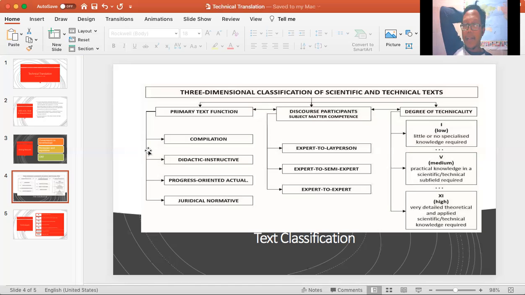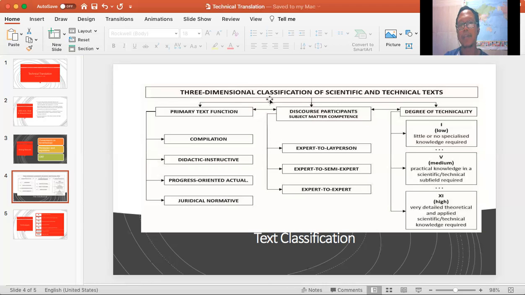And then the next is the text that has a high degree of technicality. It means it is very detailed, and theoretical and applied scientific and technical knowledge is required. Of course, those are texts written by an expert and targeted at an expert as well. Okay, that is the text classification.